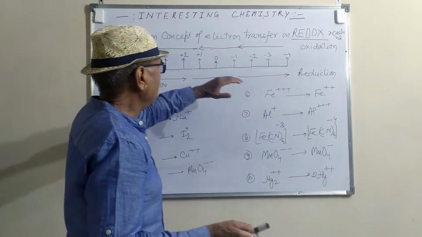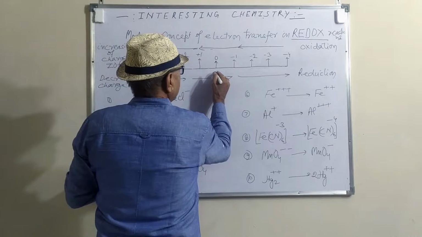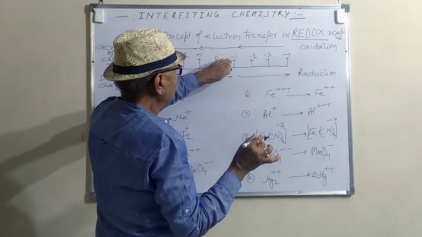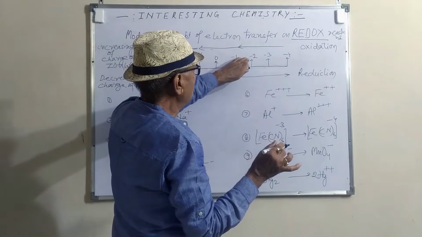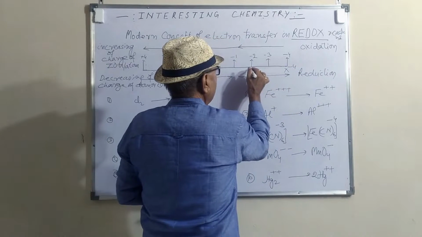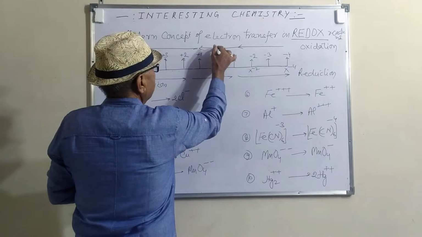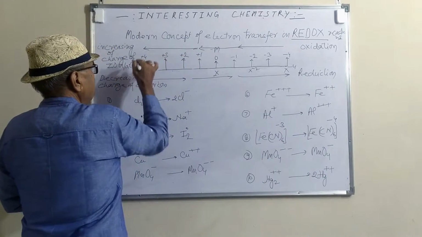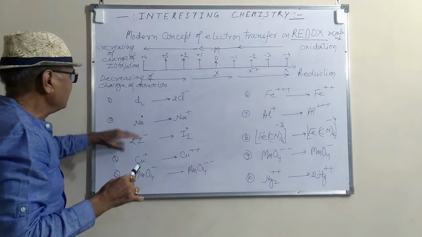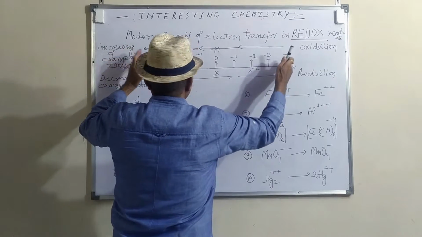First I want to tell you, suppose this is X. X may gain minus 1 charge, minus 2, minus 3, and minus 4. Here it is X minus 4. I think you have understood what I am telling you. In the same way, suppose it is M and it is plus 1, plus 2, plus 3, plus 4. These are the charges of an ion. All the ions have their charges, and all the ions come in this area of charges.